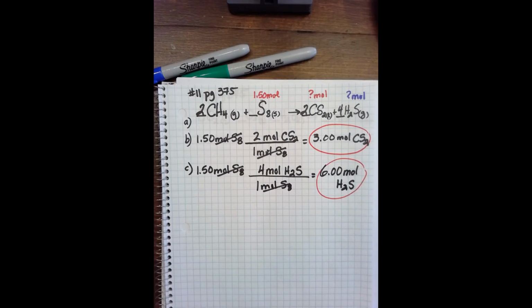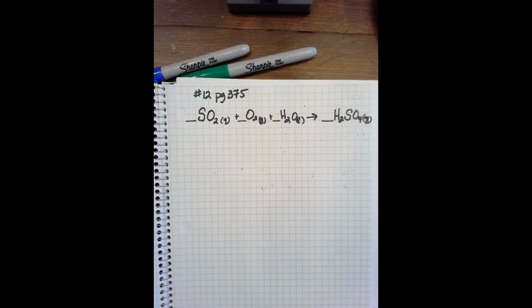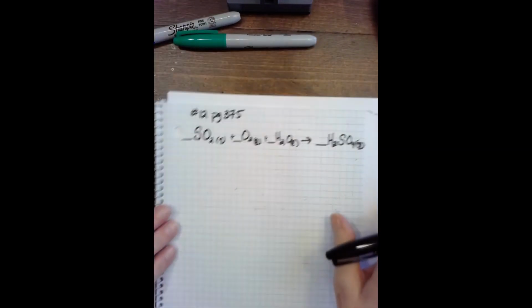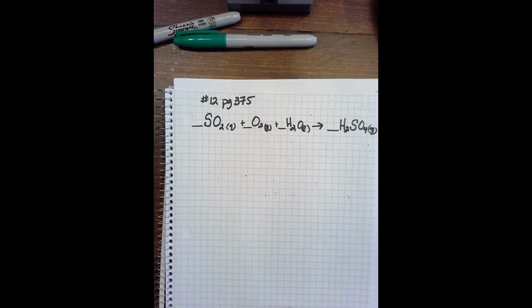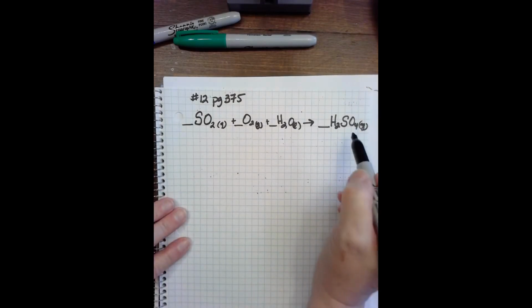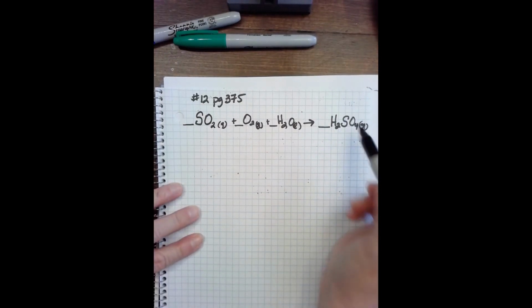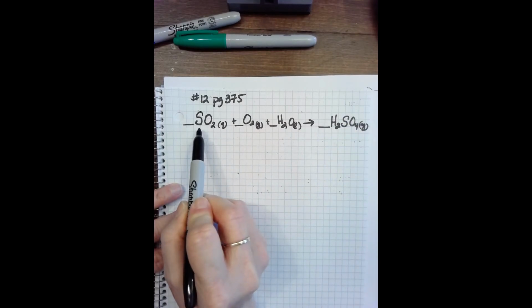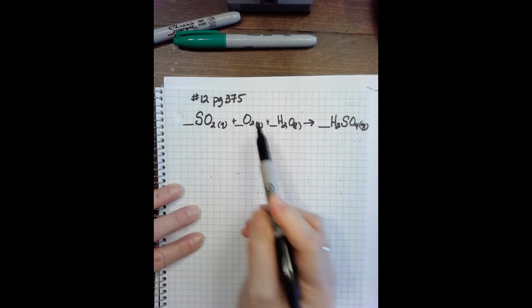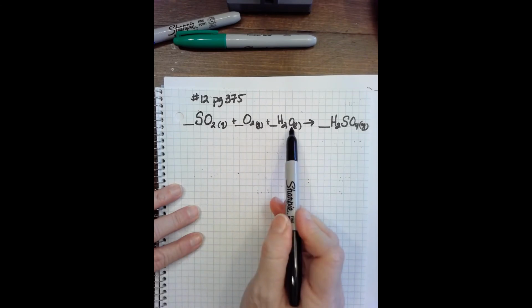All right, let me set up the next problem for us. This is the challenge problem there for number 12. But let's take a look at it. It's not too hard. Writing the balanced equation was the hardest part for this question, and I went ahead and wrote it out for us. It says that this is produced, so sulfuric acid is produced when sulfur dioxide reacts with oxygen and water.